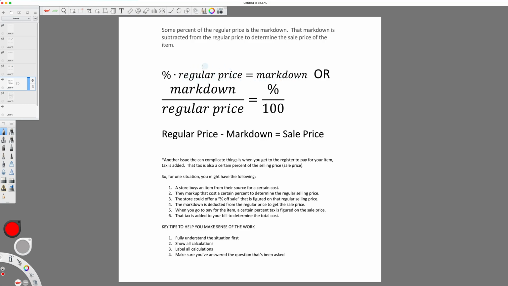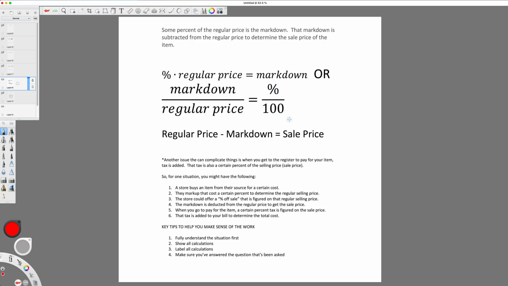It's the regular price of the item, the price that you would see on the sticker, some percent of that is the markdown, and then that markdown is subtracted from the regular price to get the sale price. You can use the proportion if you prefer. Markdown over regular price is percent over 100. Or you can use the equation version. I really like the equation version, but I'll do some of these with the proportion because you all seem to like it better.